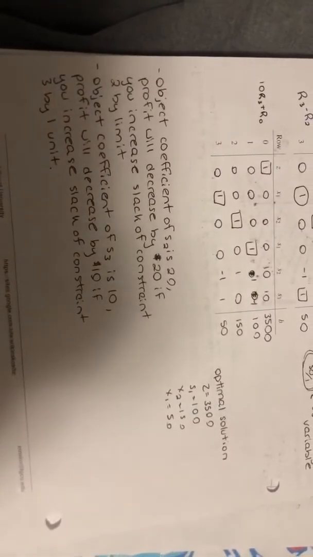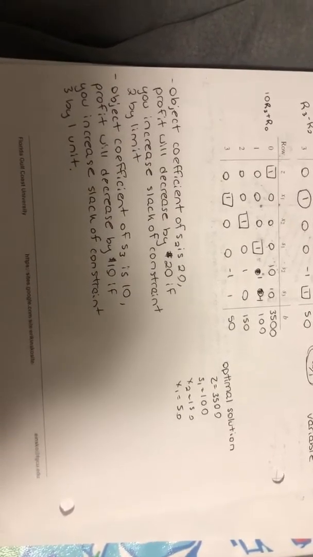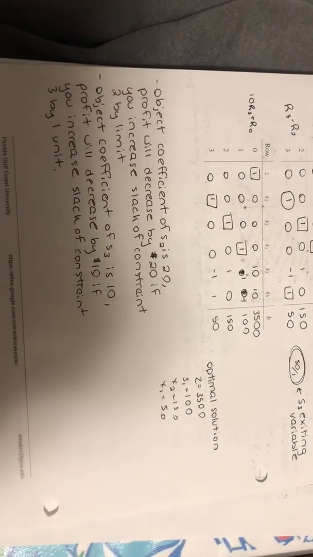Solve the same way. So the objective coefficient of S2 is 20. The profit will increase by $20 if you increase the slack constraint 2 by 1. The objective coefficient of S3 is 10, and the profit will decrease by 10 if you increase the slack of constraint 3 by 1.